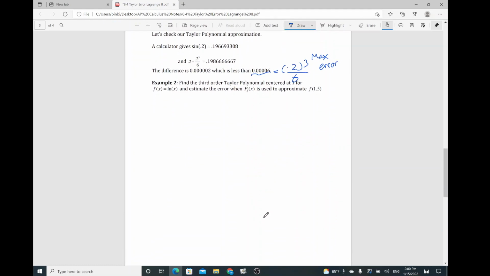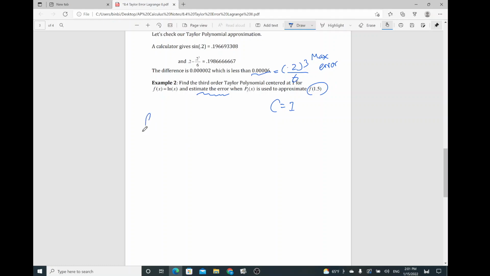So now the next example here. Find the third Taylor polynomial centered at 1. So c equals 1, and the function is f of x equals natural log of x. And estimate the error. So we need to find out the actual error, not the maximum. We can compare those two errors here, with P sub 3 of x used to approximate f of 1.5.